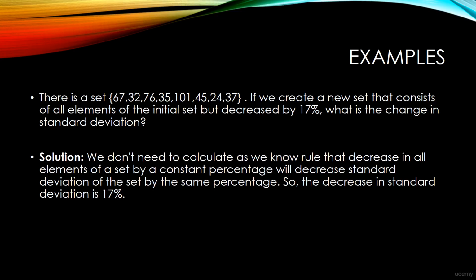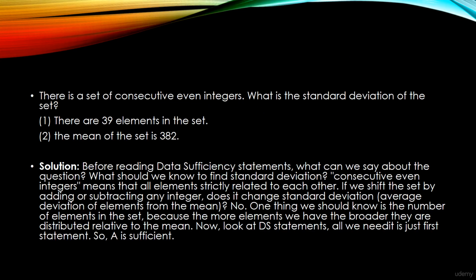Let us look at some examples. This is the set 67, 32, 76, 35, 101, 45, 24, 37. If we create a new set that consists of all elements of the initial set but decreased by 17%, what is the change in the standard deviation? We don't need to calculate, as we know the rule that a decrease in all elements of a set by a constant percentage will decrease the standard deviation of the set by the same percentage. So the decrease in standard deviation is 17%. So A should be sufficient.